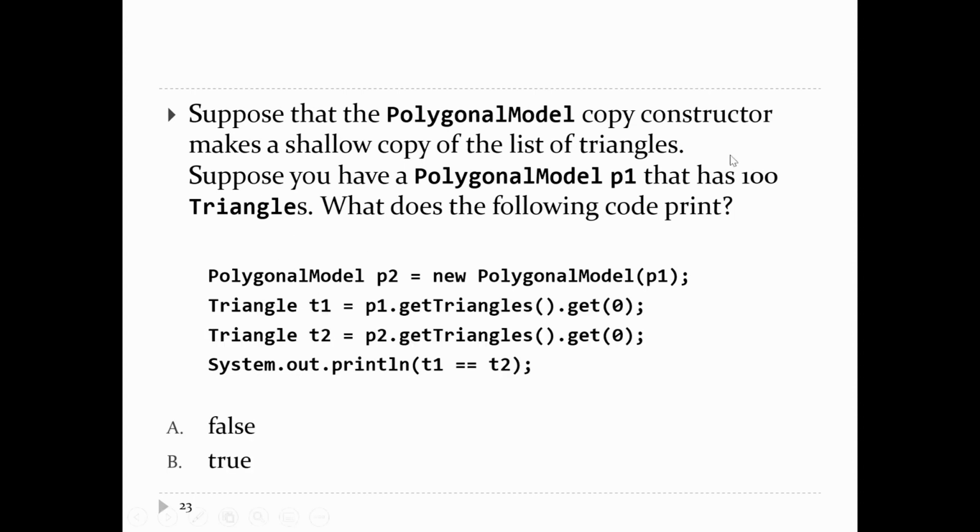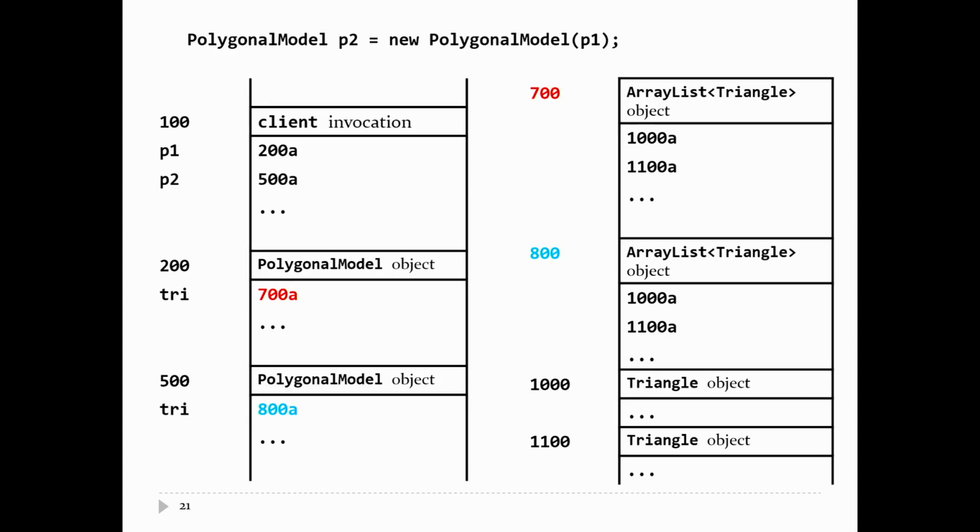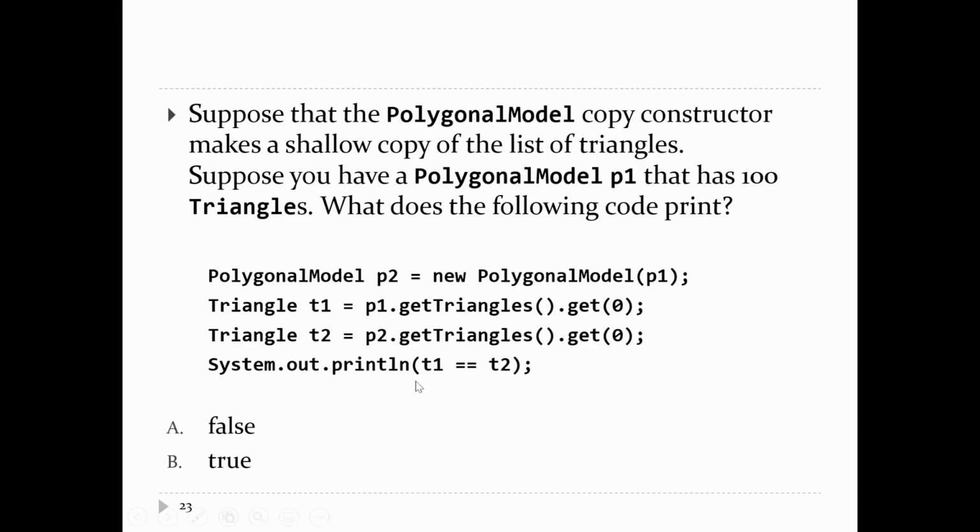All right, what about this one? So P1 again has 100 triangles. Okay, so P2 is a copy of P1. I'm going to get the first triangle from the list for P1, and I'm going to get the first triangle from the list for P2. Are they the same object? The answer is yes, they're the same object. You just go look at the picture. Is that number there the same as that number there? The answer is yes. They both refer to the same triangle. So in other words, T1 and T2 are actually the same triangle object.